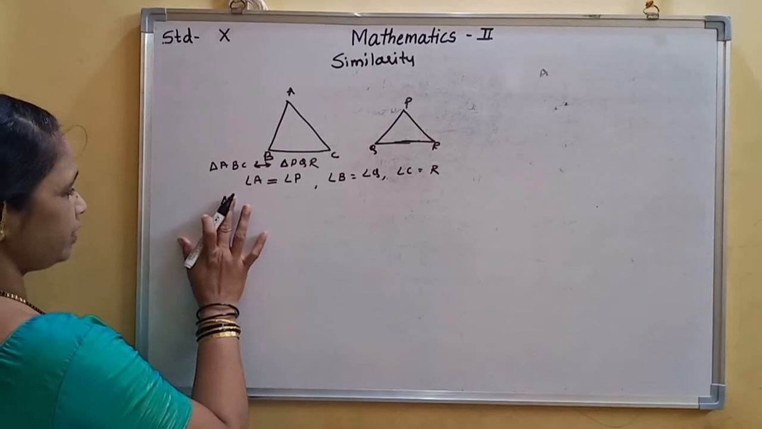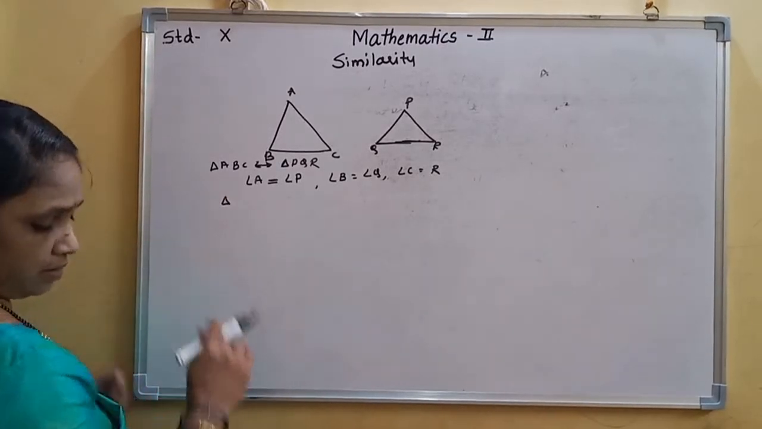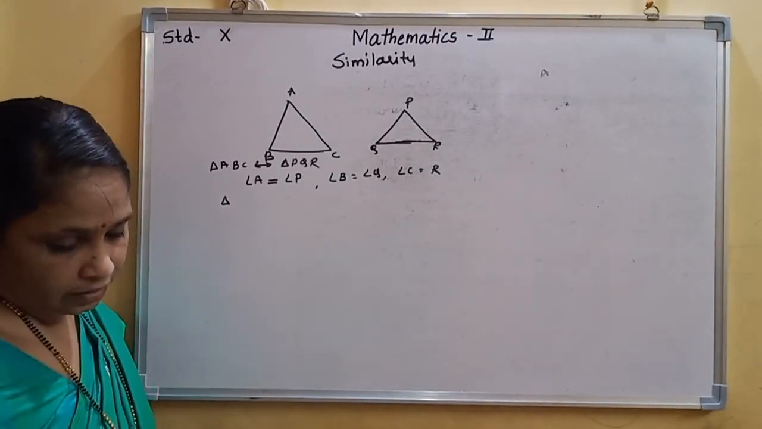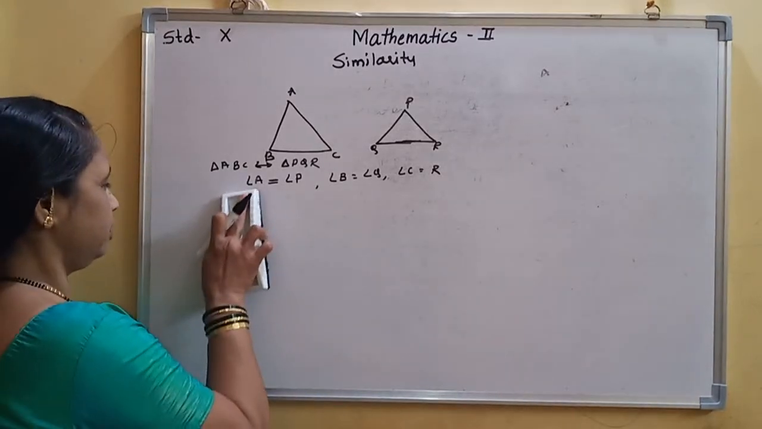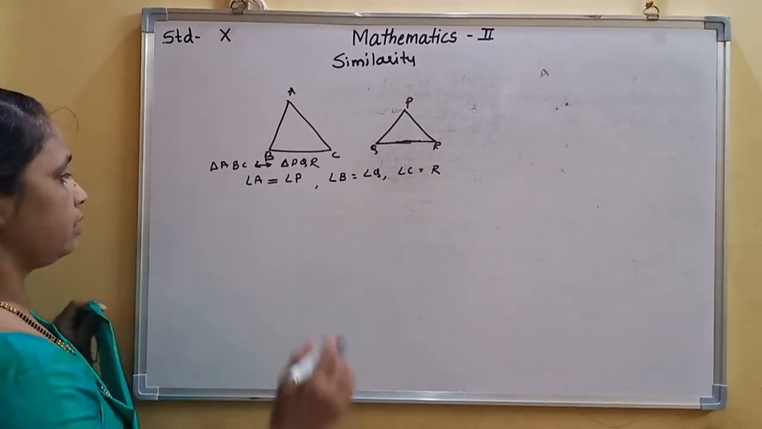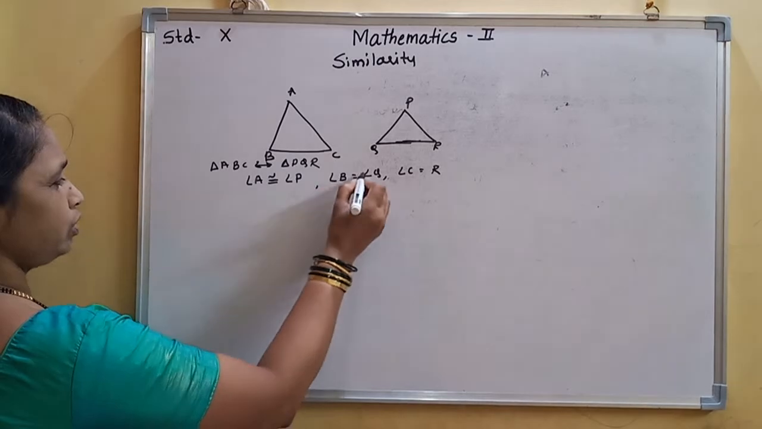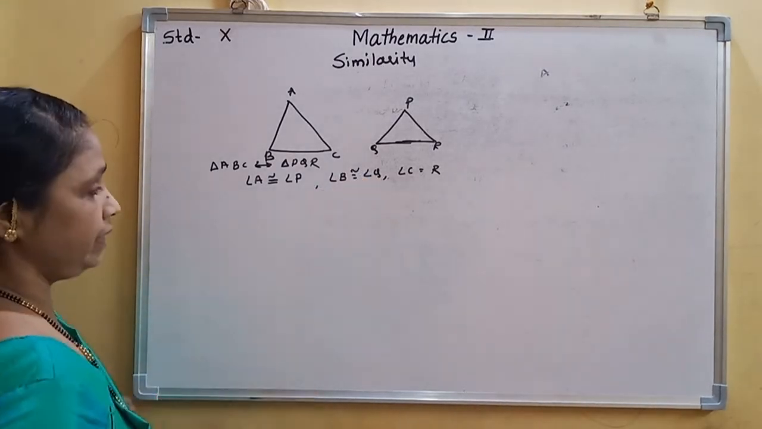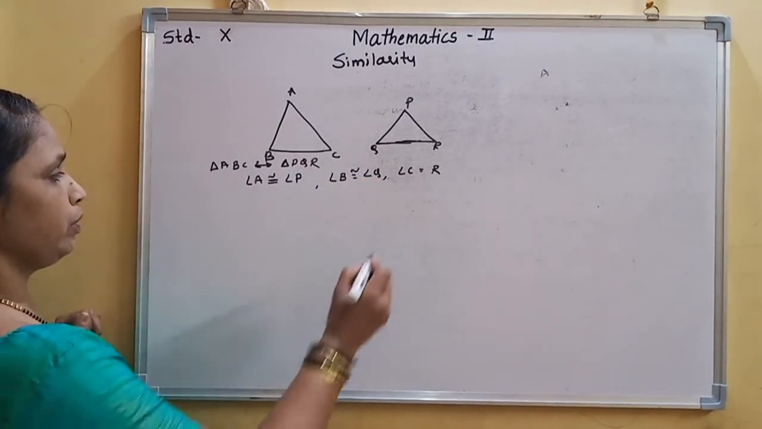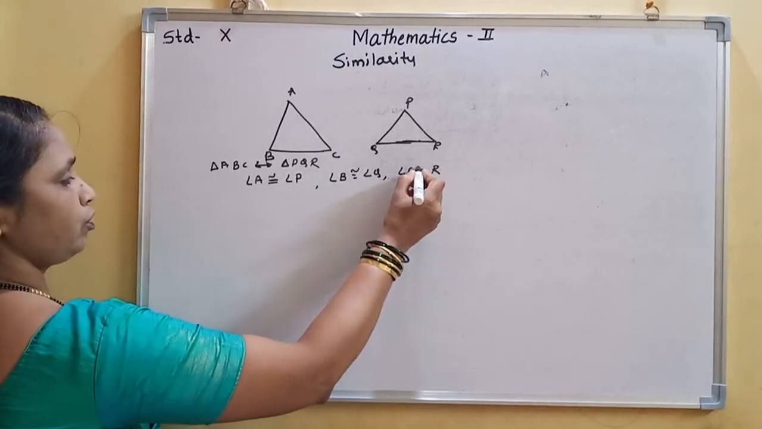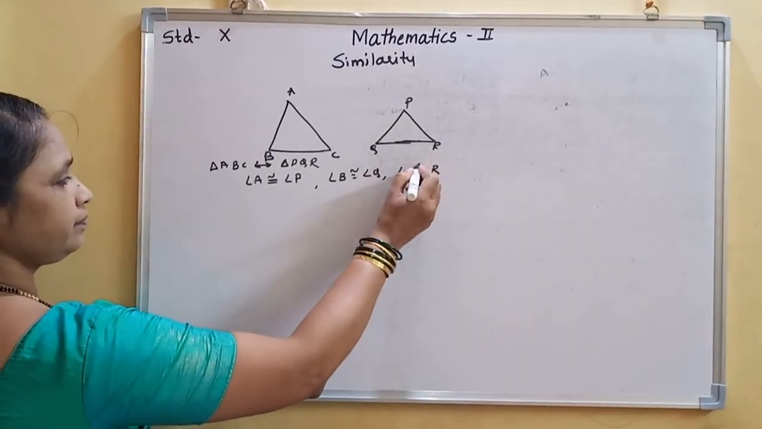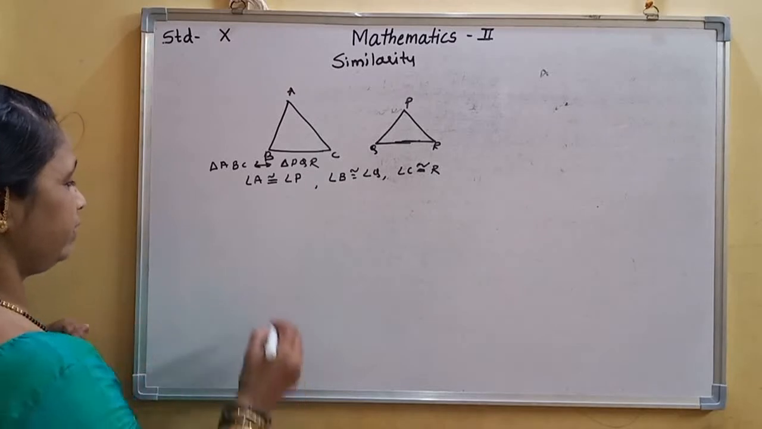Now here we have written that the angles are equal, or you can say they are congruent: angle A is congruent to angle P, angle B is congruent to angle Q, and angle C is congruent to angle R.